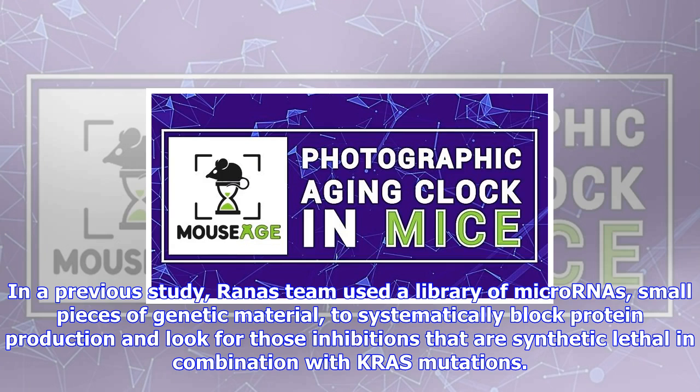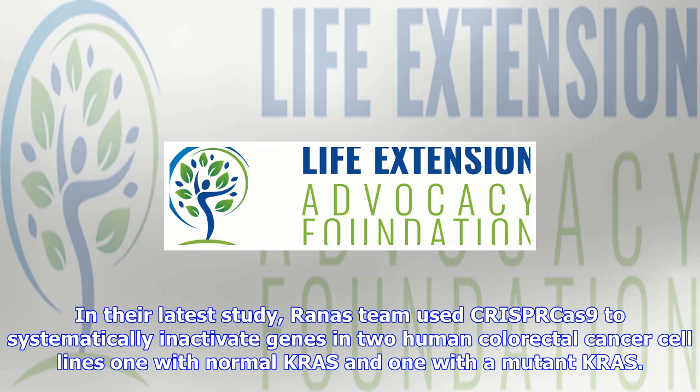Rana and team also identified several new genes that, when inactivated, had the opposite effect. They increased KRAS mutant tumor growth, but not the growth of normal KRAS tumors. These types of genes are known as tumor suppressors because they normally keep cancer cell growth in check.